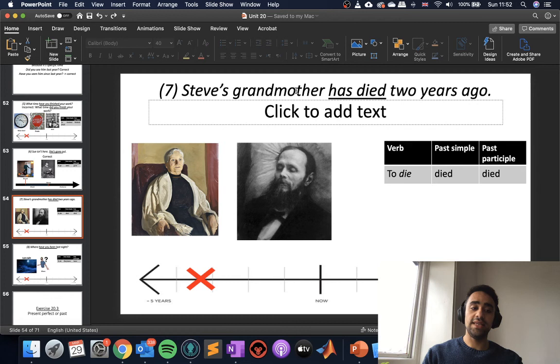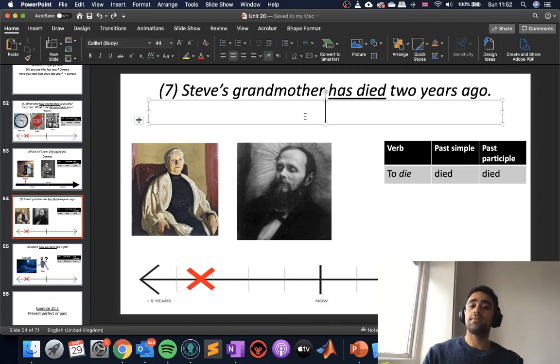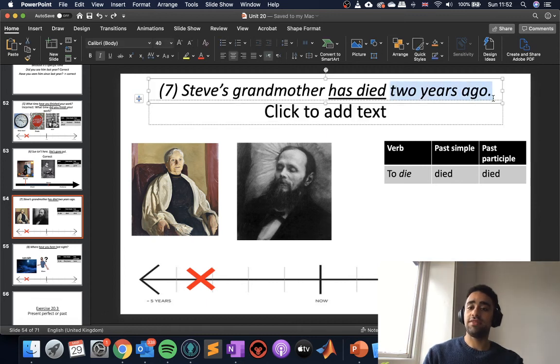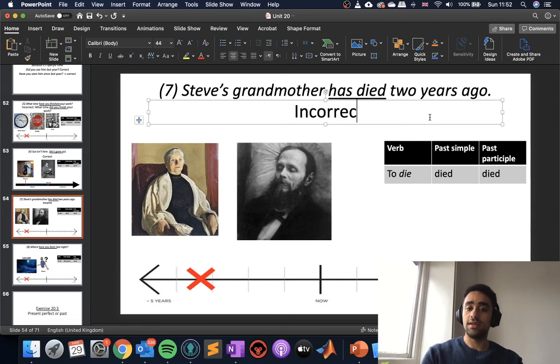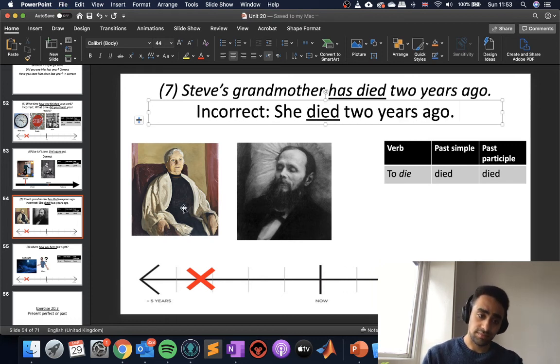And then Steve's grandmother has died 2 years ago. So again, we have a specific time, 2 years ago. So this is incorrect. And the answer will be Steve's grandmother died 2 years ago. So it's something a bit more specific.